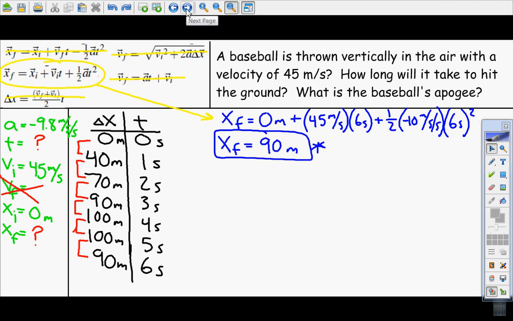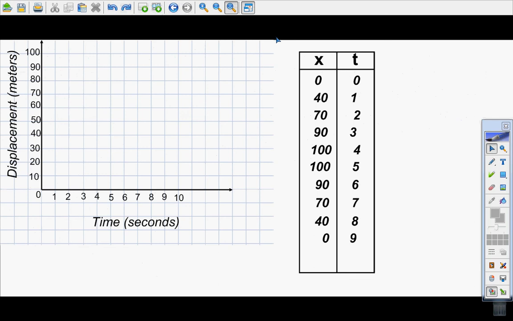So let's go ahead and take a look at the data. All right, so let's graph what's going on with this data, because I think it's important no matter what to have a visual for our data tables. So let's see what's going on.